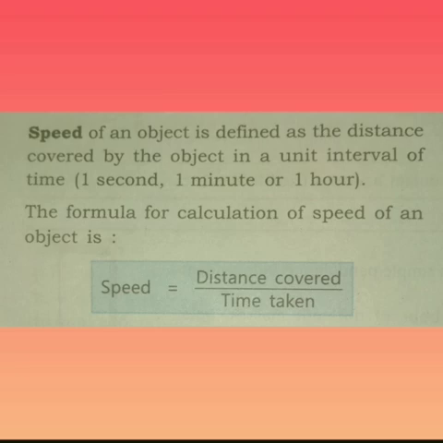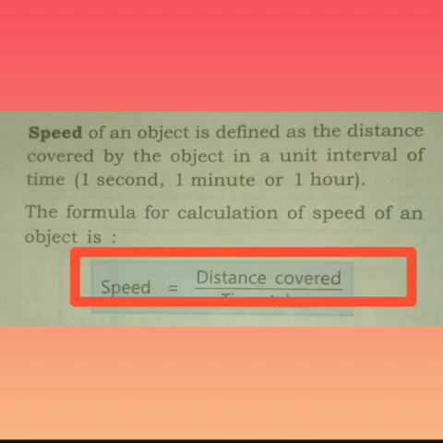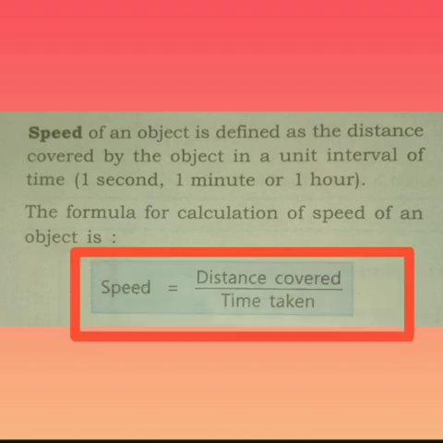So speed of an object is defined as the distance covered by the object in a unit interval of time. It may be 1 second, 1 minute, or 1 hour. So the formula for calculation of speed of an object is speed is equal to distance covered by time taken.